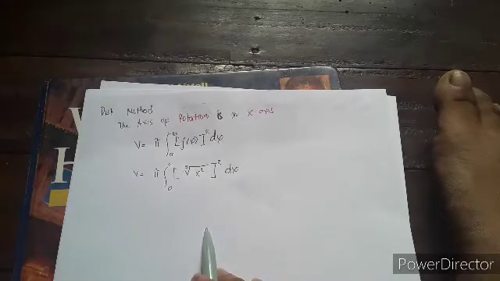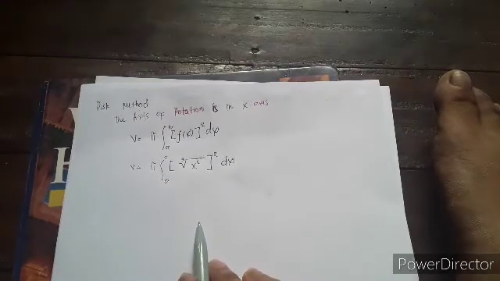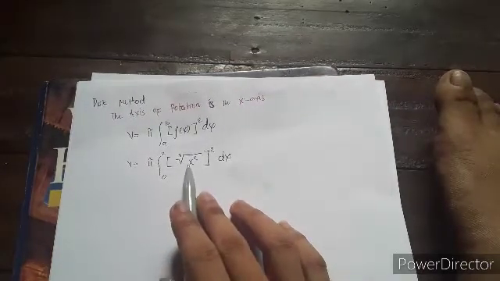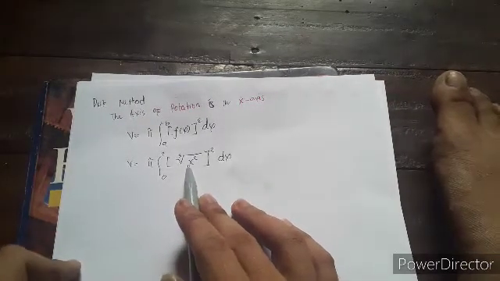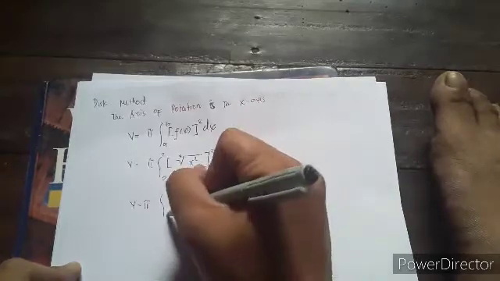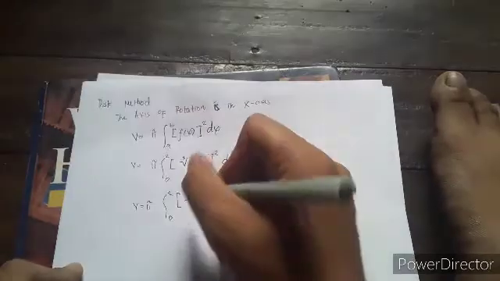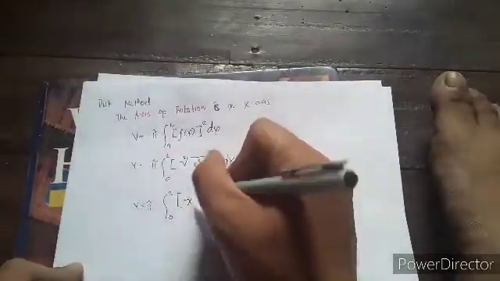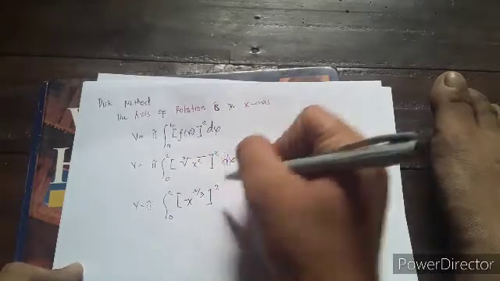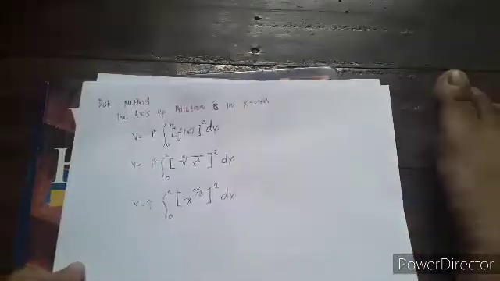So for now, in order to simplify, we need to convert this one into an exponential function. So this would be V equals pi, and then we have 0 to 2, and then the integral of, let's convert into the exponential, this would become x to the 2/3 raised to the second power with respect to x.